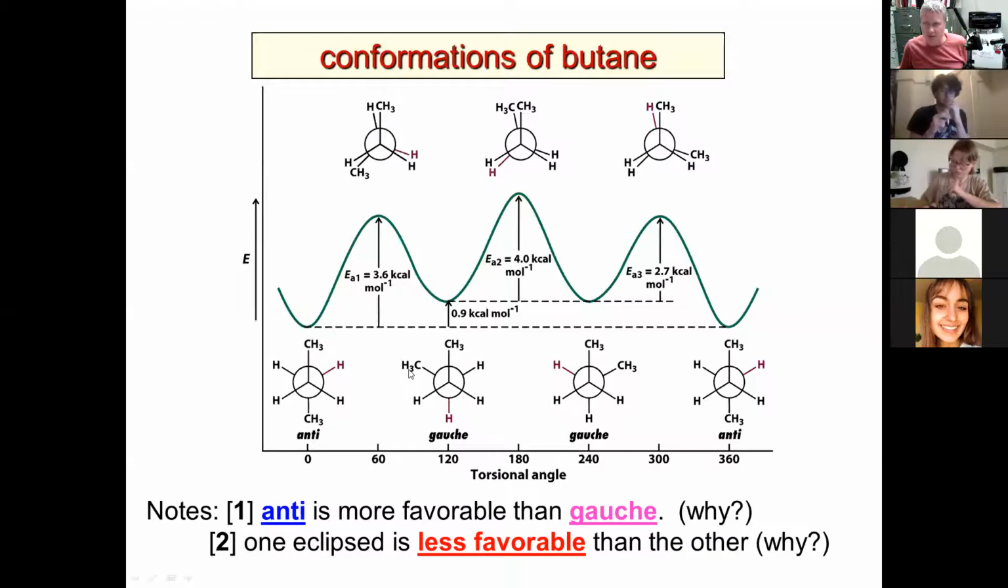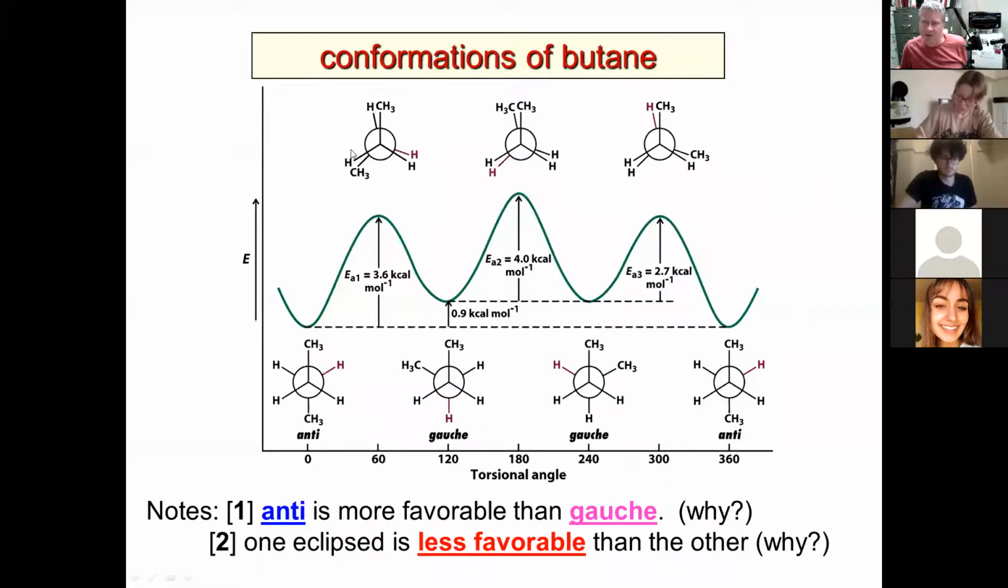Torsional will only occur for eclipsing. So these three are all torsional. But which of these has a very bad steric problem too? Left, middle, or right? The middle, yeah. The middle has a very big steric problem. We don't say that the left and right have any steric problem, because the CH3s are still far apart from each other. Cool. All right, let's get going on chapter 3.